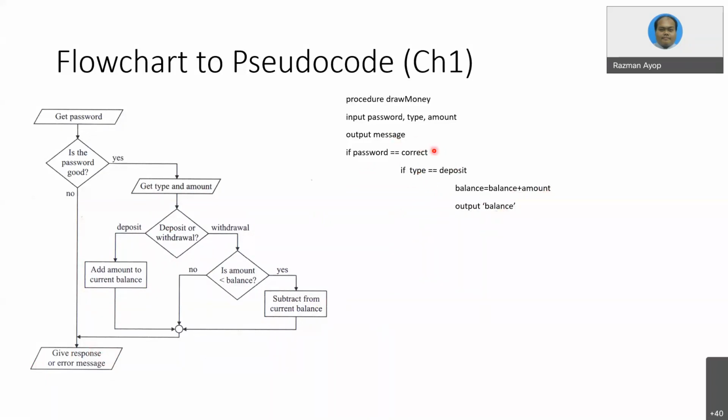Else means withdraw. For withdraw, there are two options. If amount is less than balance, it goes to yes, and then balance equals balance minus amount. Output balance, so show the message again. Else, just show the message that the balance is not enough. And don't forget the end. This one is the end for this.